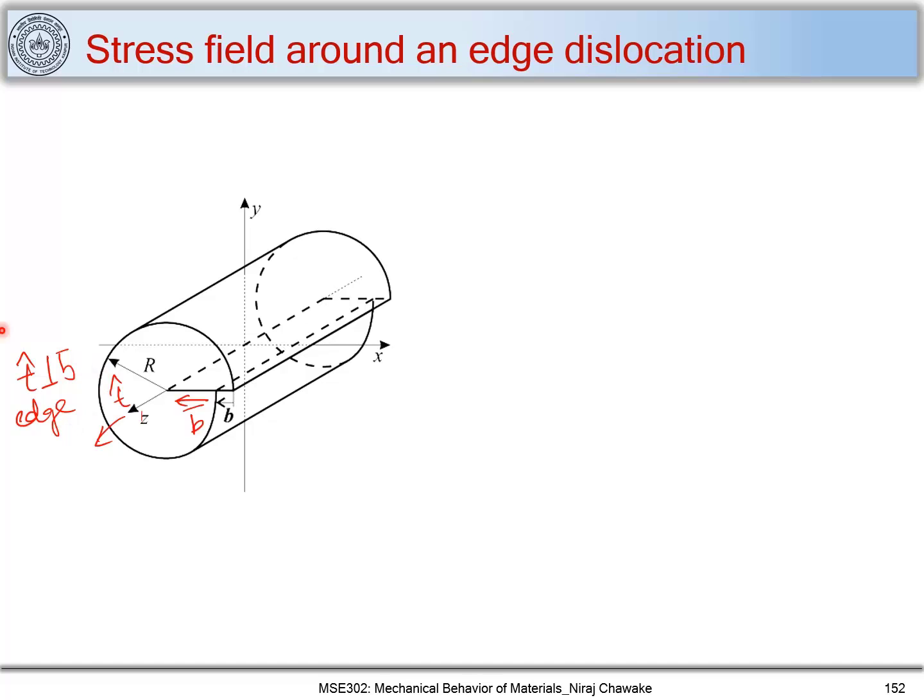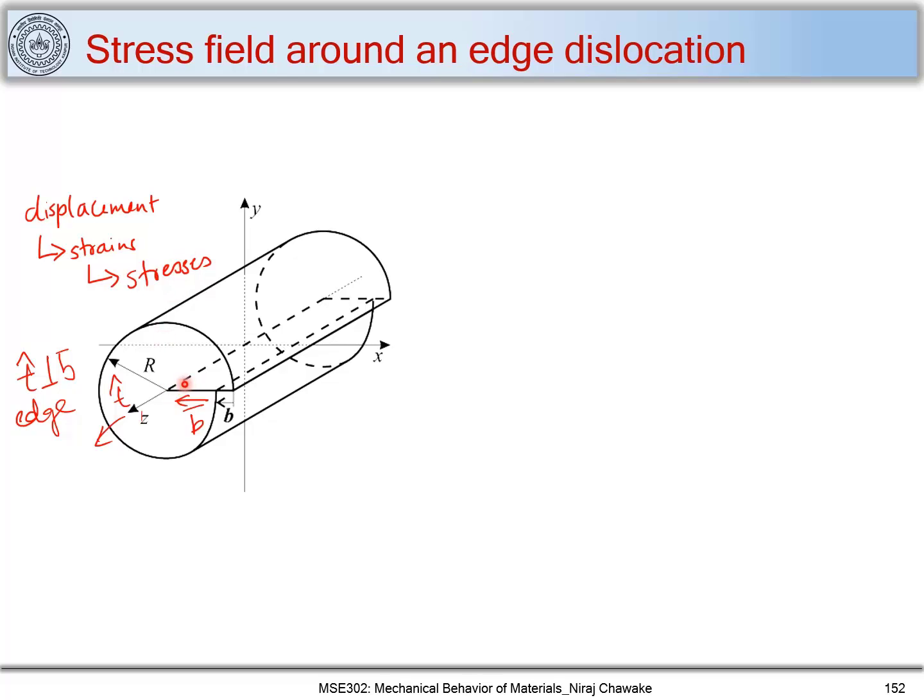So we have an edge dislocation over here, and to find out the stress field around a dislocation, what we do is, I have mentioned already that we will find out the displacement, and then we will convert it into strains, and considering elastic relations we can find out stresses. This is the strategy we follow for finding out stress fields around a dislocation.